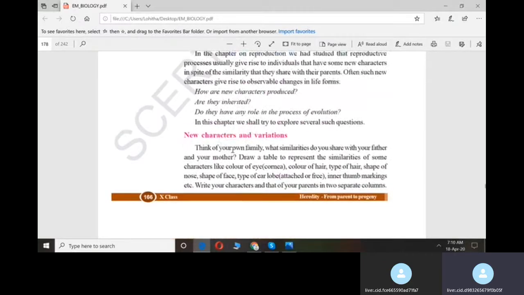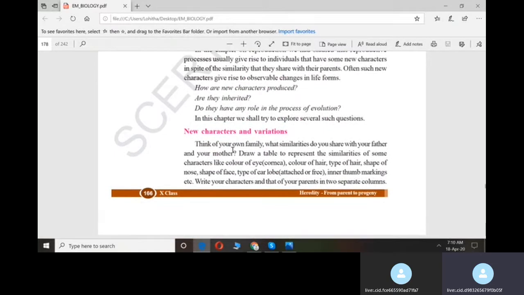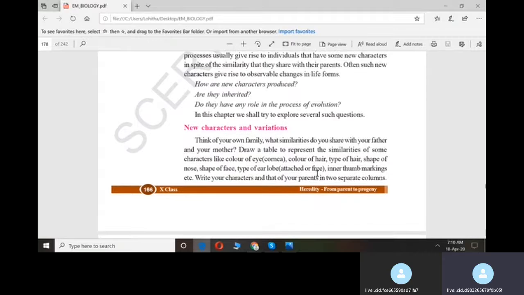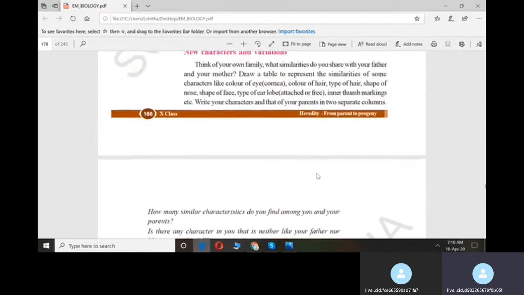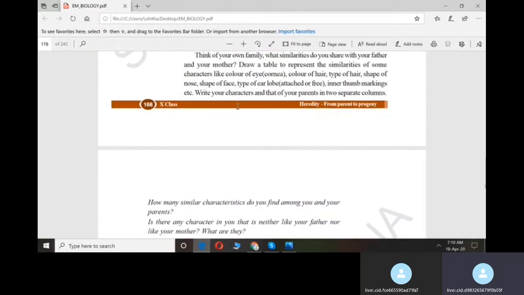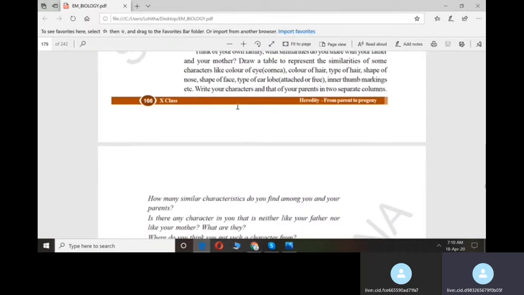Here he is showing the similarities in our family: color of the eye, color of hair, type of hair, shape of nose, shape of face, type of earlobes, inner thumb markings, etc. All these are there. Now, he has given some questions. Let us see the questions.